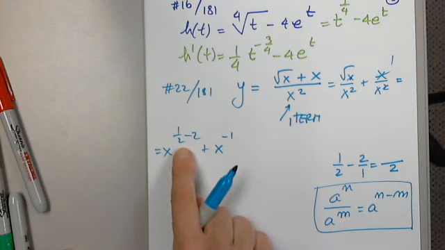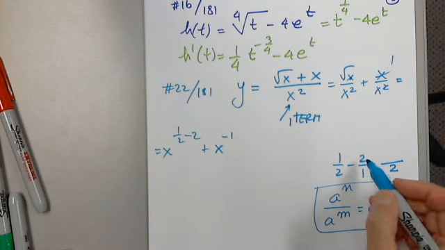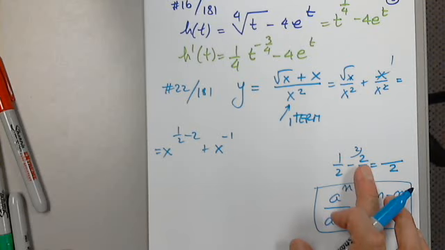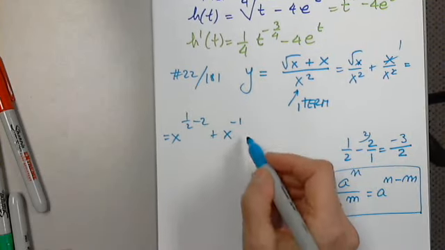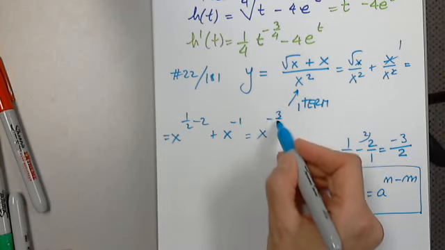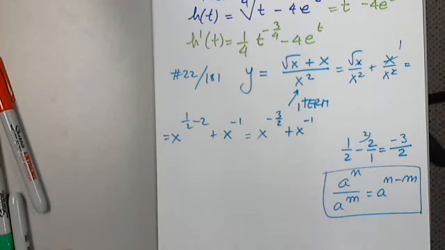So here we're finding the least common denominator. Obviously I have to multiply the top of the second one, so 1 minus 4. So this is negative 3. So this will be x to negative 3/2 plus x to negative 1.